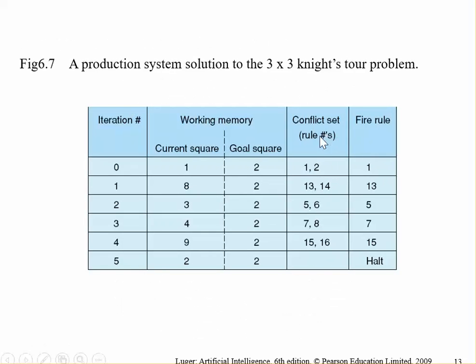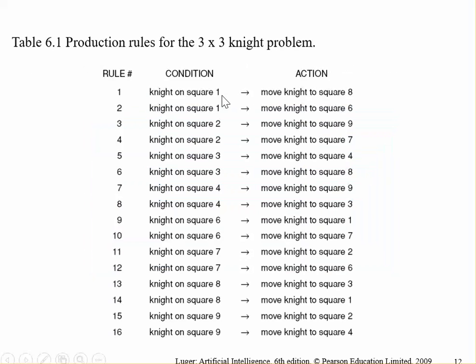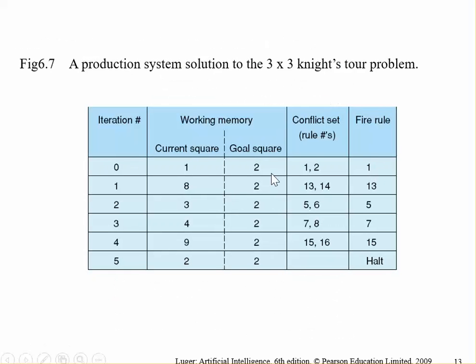Then if I do the first rule, I'm going to move now to square 8. So now I'm on 8. My current working memory is on 8, the current state on the board, right? This is fascinating, I think. Still, this is my goal, and I'm using it here to compare. Is 8 equal to 2? No. Then my conflict set will be 13 and 14.